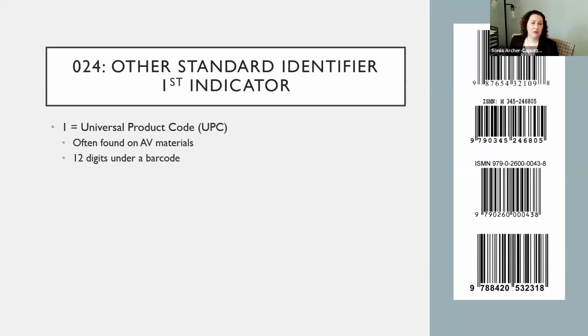So first indicator 1 in an 024 will mean that you have a UPC. These are generally going to be 12 digits long and are going to be paired up with a barcode. You're usually going to find these on objects or AV type materials.